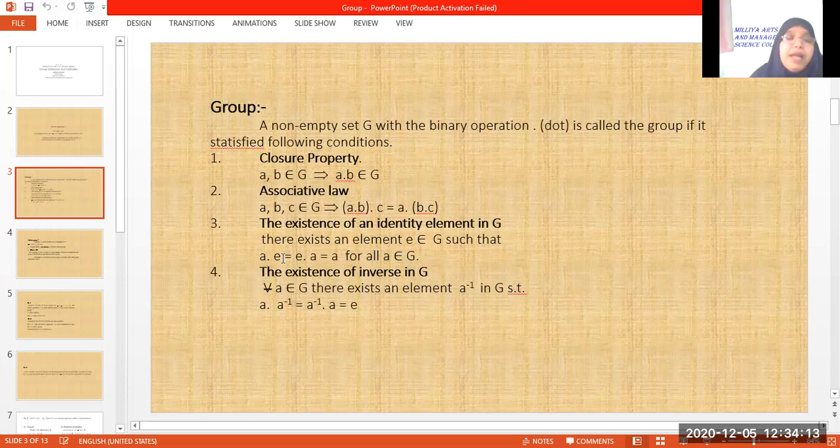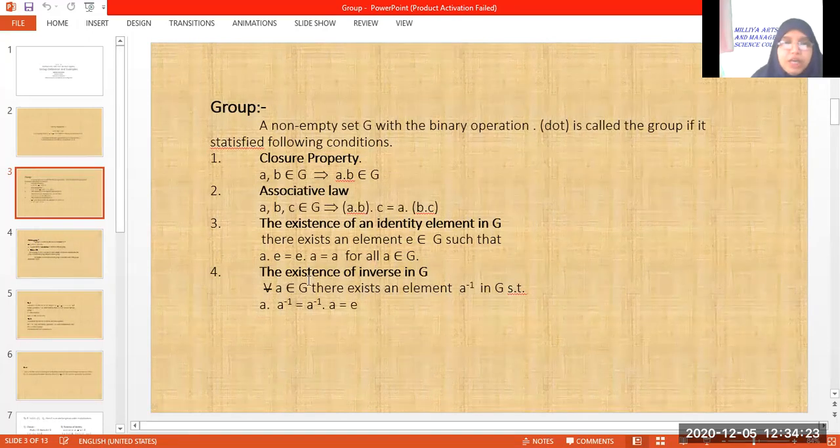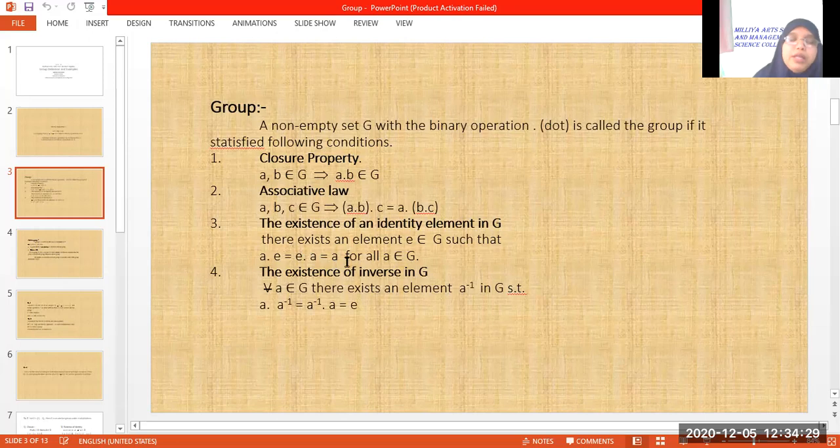For example, in addition, A plus 0 is equal to 0 plus A is equal to A. That is, 0 is the identity for the operation addition. And for multiplication, A into 1 is equal to 1 into A is equal to A. That is, 1 is the identity element for multiplication.